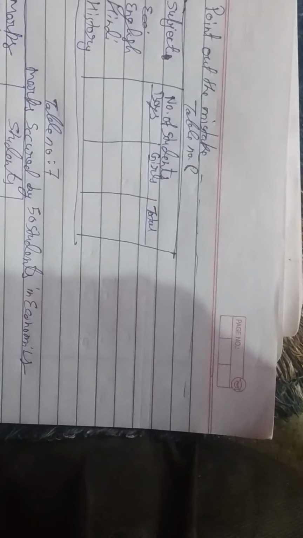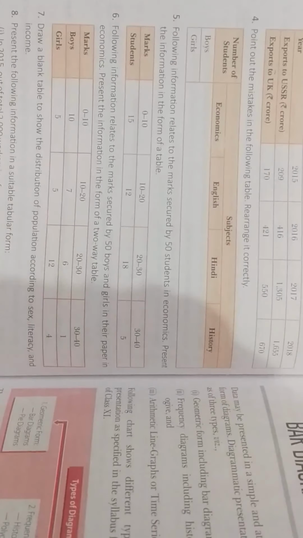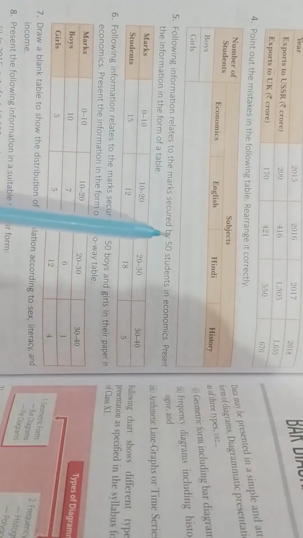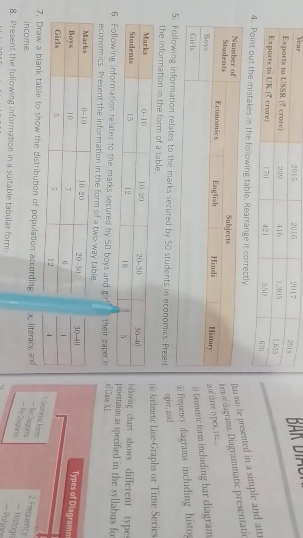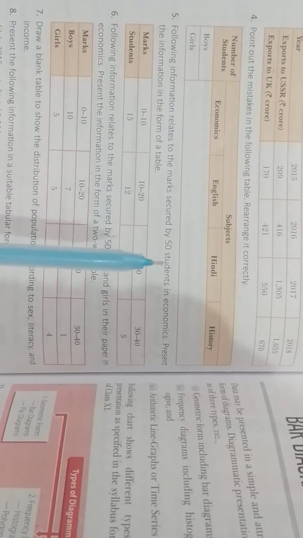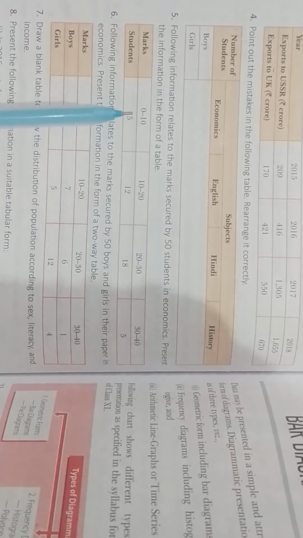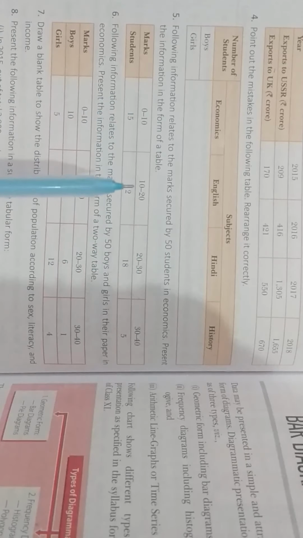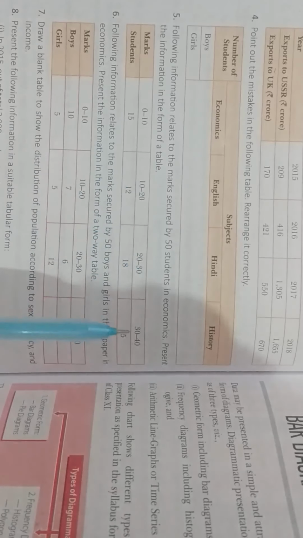Now we'll move towards the next question, that is question number 5. In this question it has been given that following information relates to the marks secured by 50 students in economics. This is the information about marks secured by the students in economics. There are 50 students in the class. Out of 50, 15 students scored 0 to 10 marks, 12 scored 10 to 20, 18 scored 20 to 30 and 5 scored 30 to 40 marks.